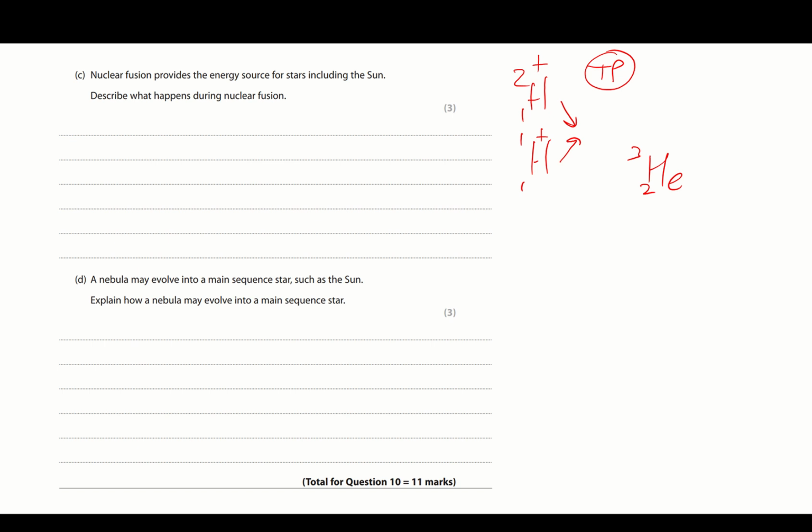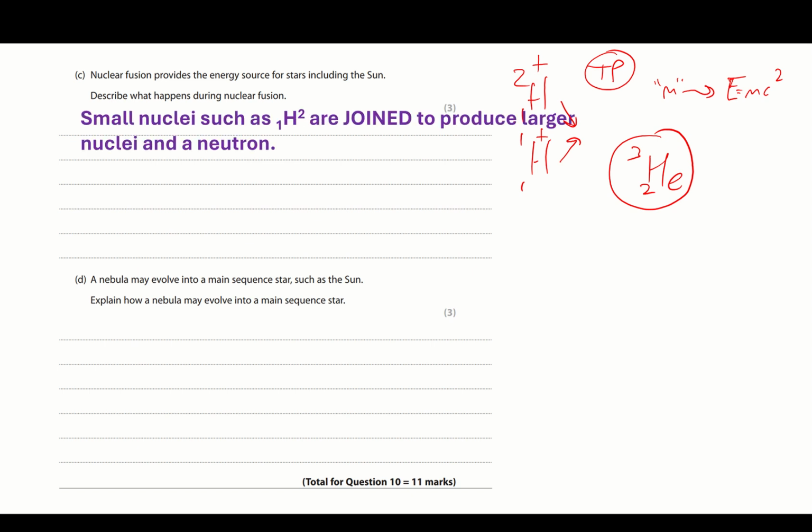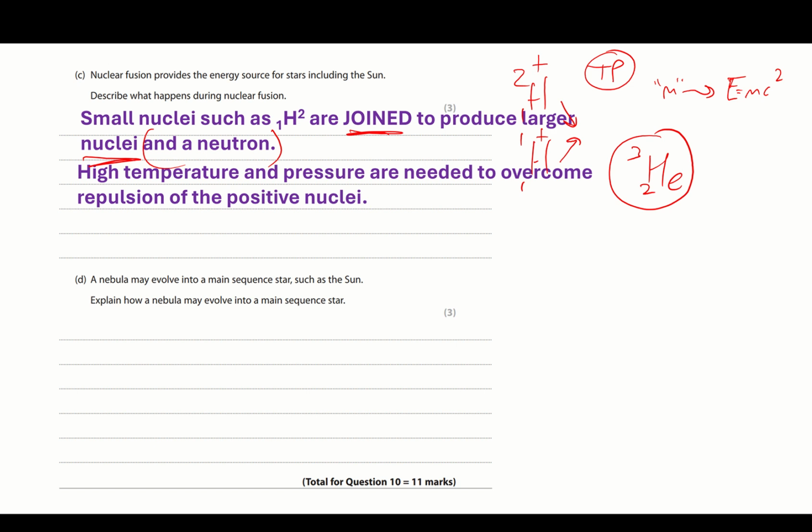So two small nuclei are joined at high temperature and pressure. This makes larger nuclei, but when this happens, a tiny bit of mass is lost, and this is converted to energy according to E equals mc squared. So a bit of Einstein in there. Small nuclei, such as hydrogen, are joined. There's your key word. This produces larger nuclei and possibly a neutron. You don't need to have that in terms of the mark scheme. High temperature and pressure are needed to overcome repulsion of the positive nuclei.